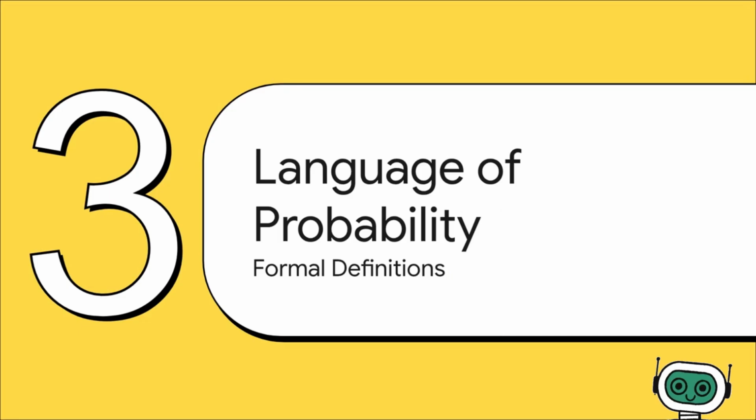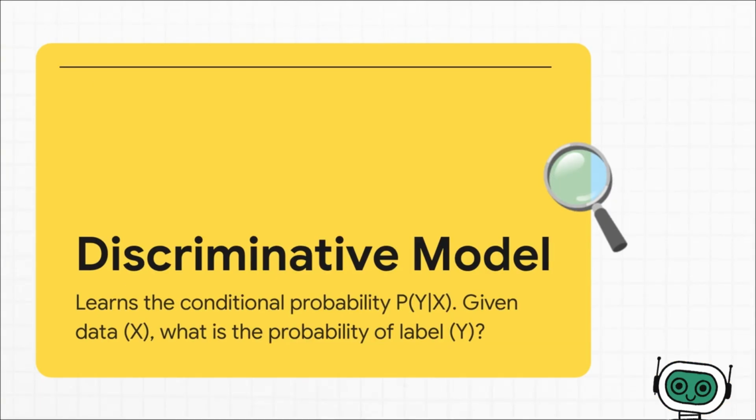Okay, so we've got the gut feeling for it. Now let's connect that to the actual language of probability. This will give us a much sharper definition. A discriminative model learns what's called the conditional probability, P of y given x. All that means is it asks a very direct question. Given this photo, what's the probability that the label is cat? It maps the input directly to an answer.